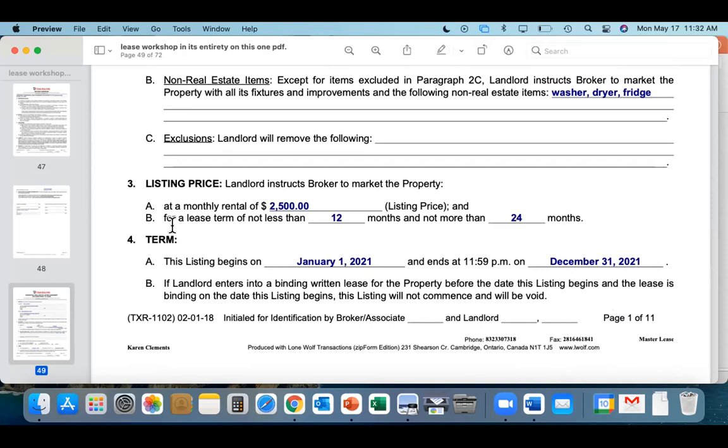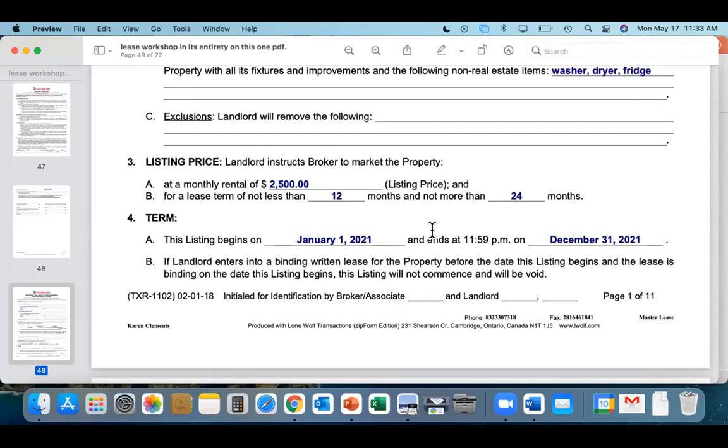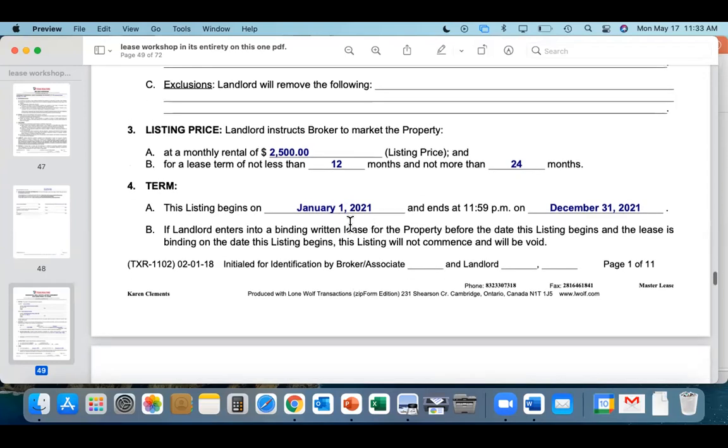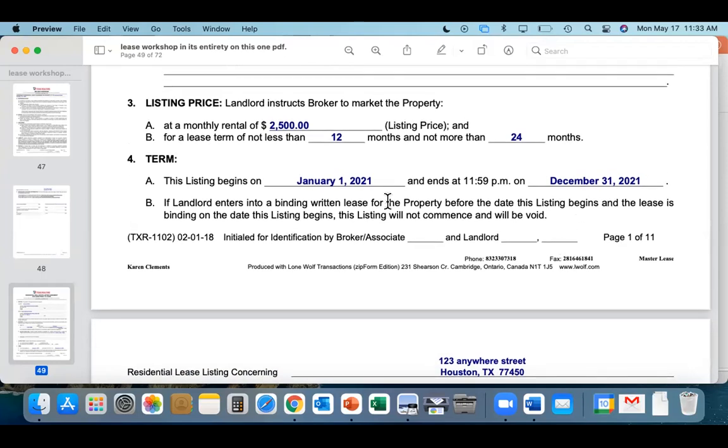This is where he tells you how much rent he wants a month and what kind of lease term he's looking for. This is where he tells you, I don't want anything less than a year and I'm not doing more than 2 years. He might say, I'll go up to 5 years. Whatever he's comfortable with, this is the term you'll market on the MLS. The listing is just like a regular listing: when the listing starts, when the listing ends. Typically on this, we do 1 year.